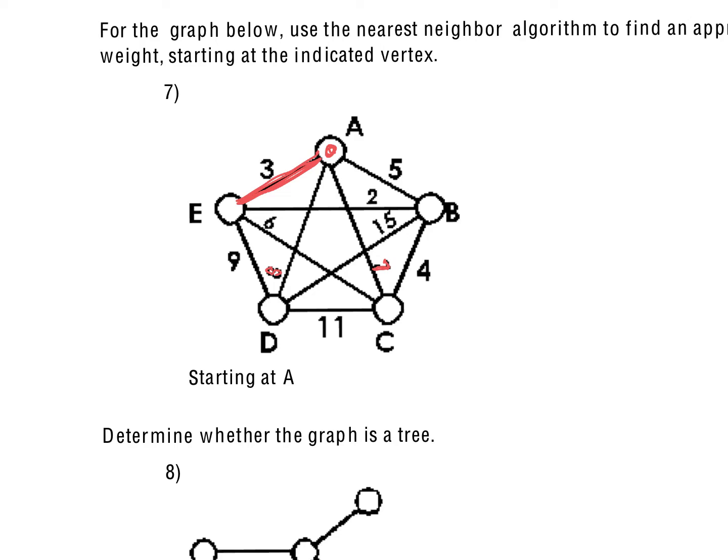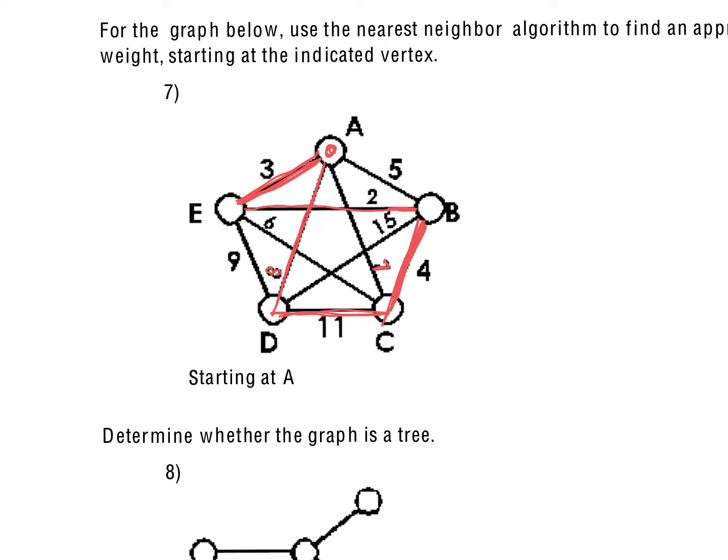Now the options are 2 to B, 6 to C, or 9 to D. So we'll go 2 to B. That's the smallest number. Now the options are 5 to A, but we can't go back to A yet because we have to hit all the vertices. So 4 to C or 15 to D. So we'll go 4 to C. And then we have to go to D still. And we have to go back to A.